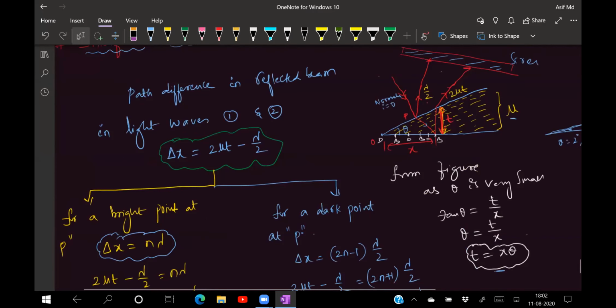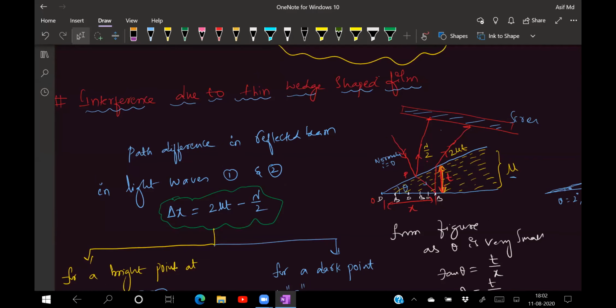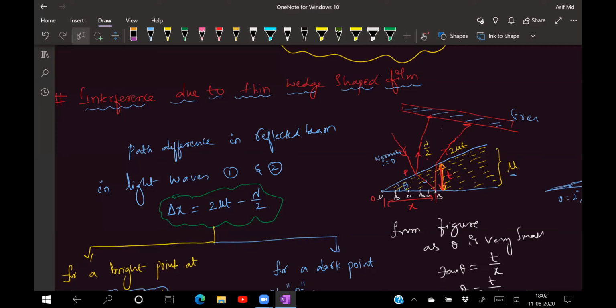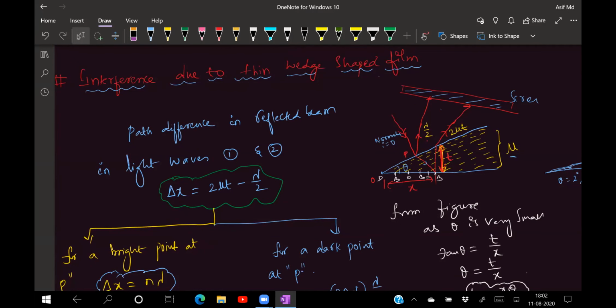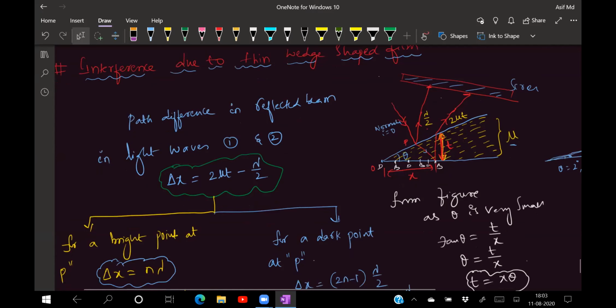So we started with the interference due to thin wedge-shaped films. Due to the thin wedge-shaped films, the path difference is 2 mu t minus lambda by 2. For a bright point, delta x is equal to n lambda. If it is a dark point, you take (2n minus 1) into lambda by 2.